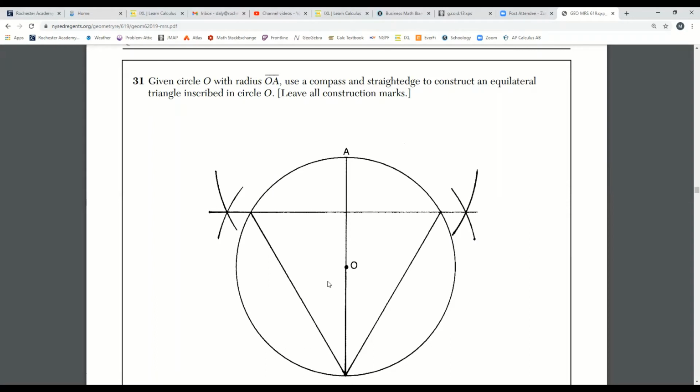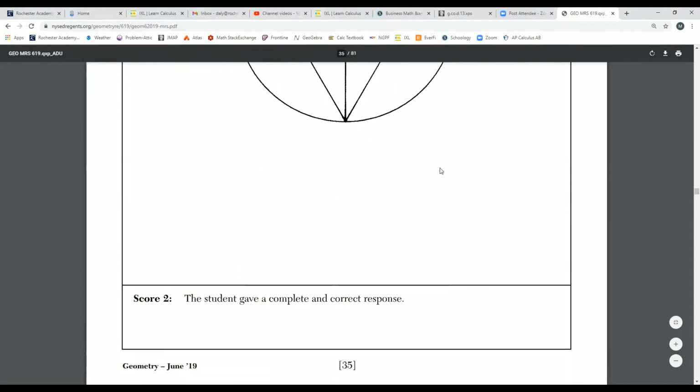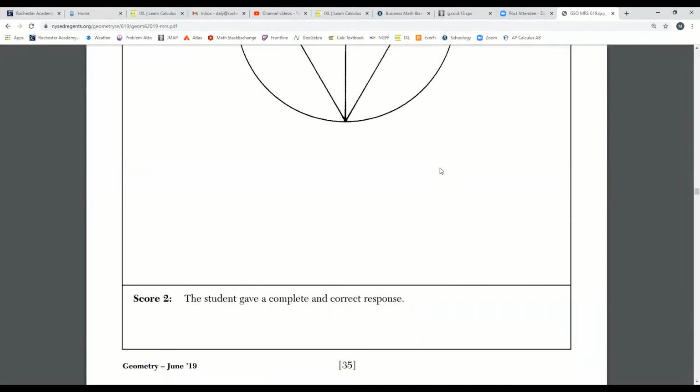So this student used a construction I had never seen before. I looked at this document 20 minutes ago, but they did construct an equilateral triangle inscribed in circle O. They did use their compass and straight edge, and they did leave all construction marks. So this student gets full credit, and I would track them down and give them a Jolly Rancher for teaching me a new construction technique of an equilateral triangle. That's pretty cool.